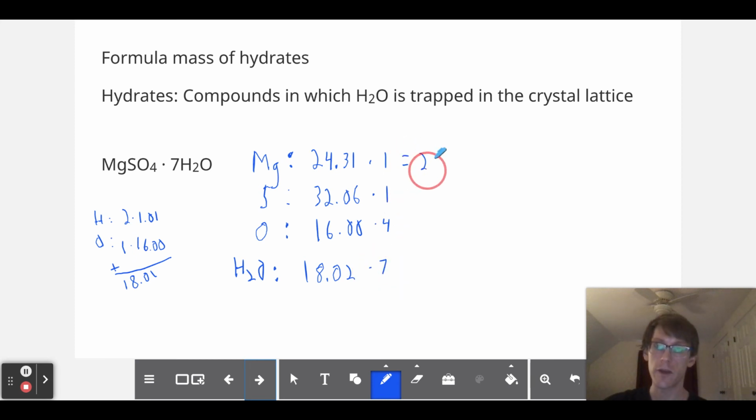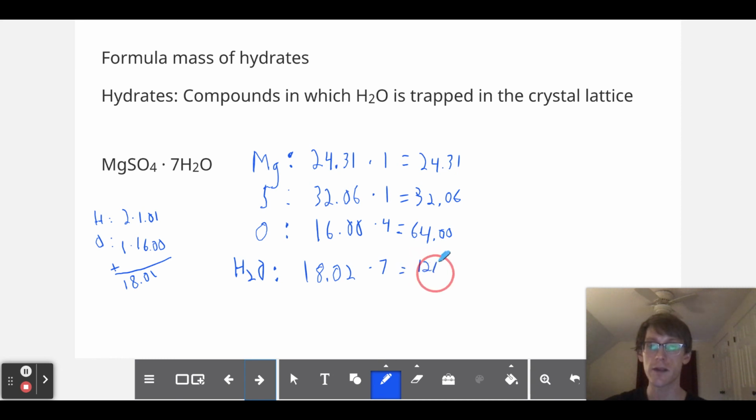So totaling them, we have 24.31. We have 32.06. For the oxygen, this comes out to 64.00. And for the water, it comes out to 126.14. So adding them together, what we get is 246.51 grams per mole of magnesium sulfate heptahydrate.